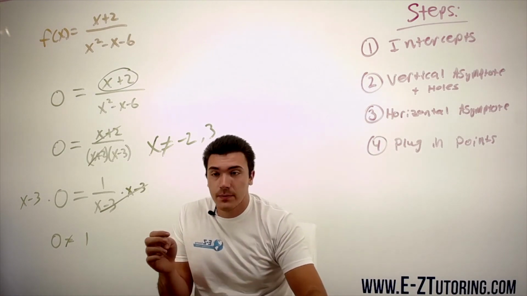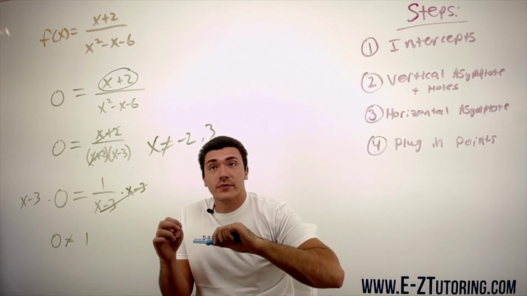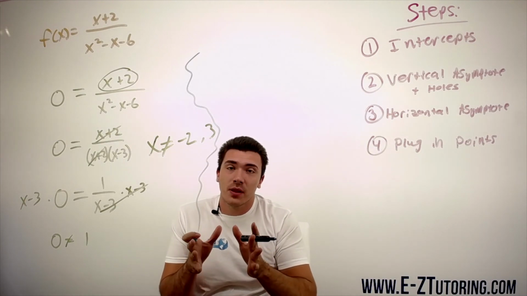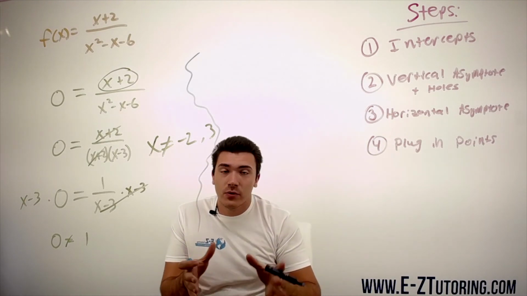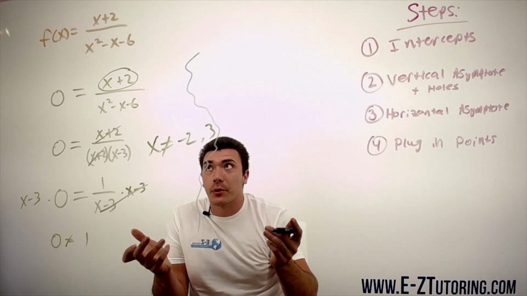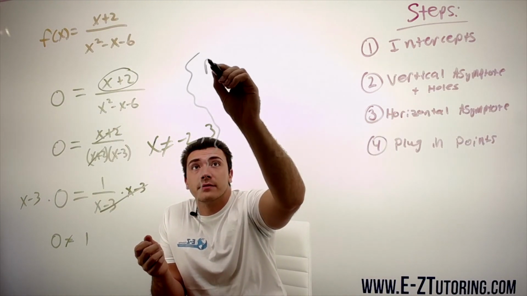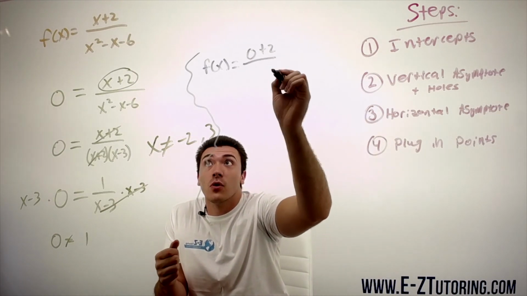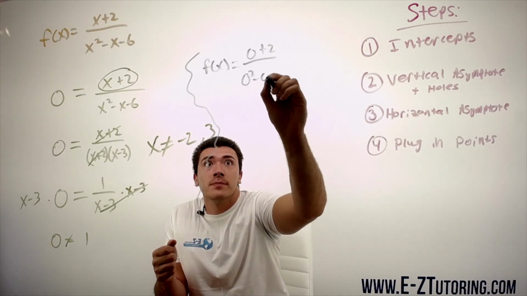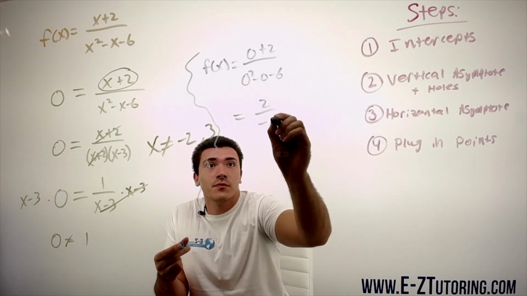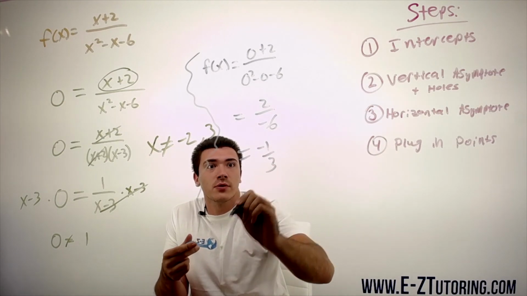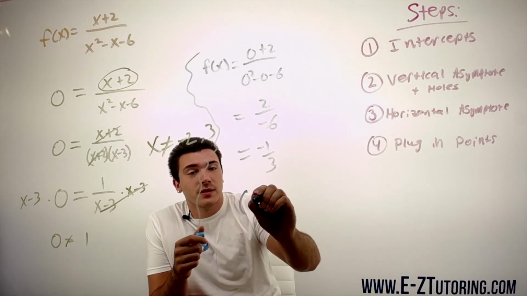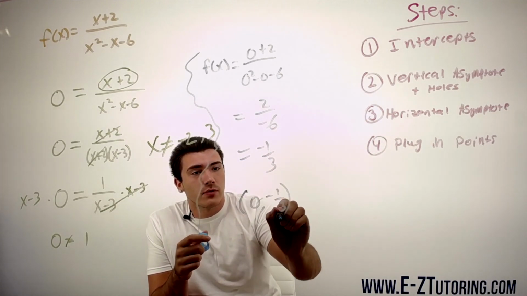Now, let's talk about y-intercepts. In order to find your y-intercepts, you plug in a 0 for x, because wherever it crosses the y-axis, your x is 0. So f of x equals (0 plus 2), because we're plugging in 0 for all the x's, over (0 squared minus 0 minus 6). This is 2 over -6, which is -1/3. Now, you should write this as a coordinate. You should not leave it as just a number. So this is going to be (0, -1/3).